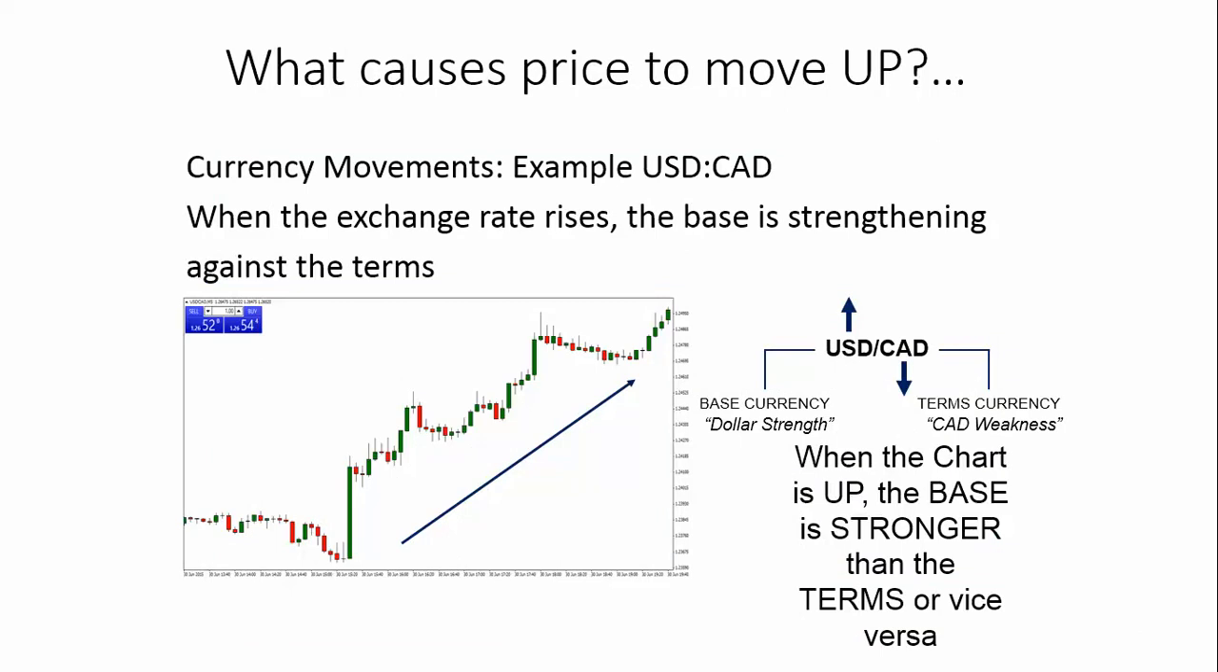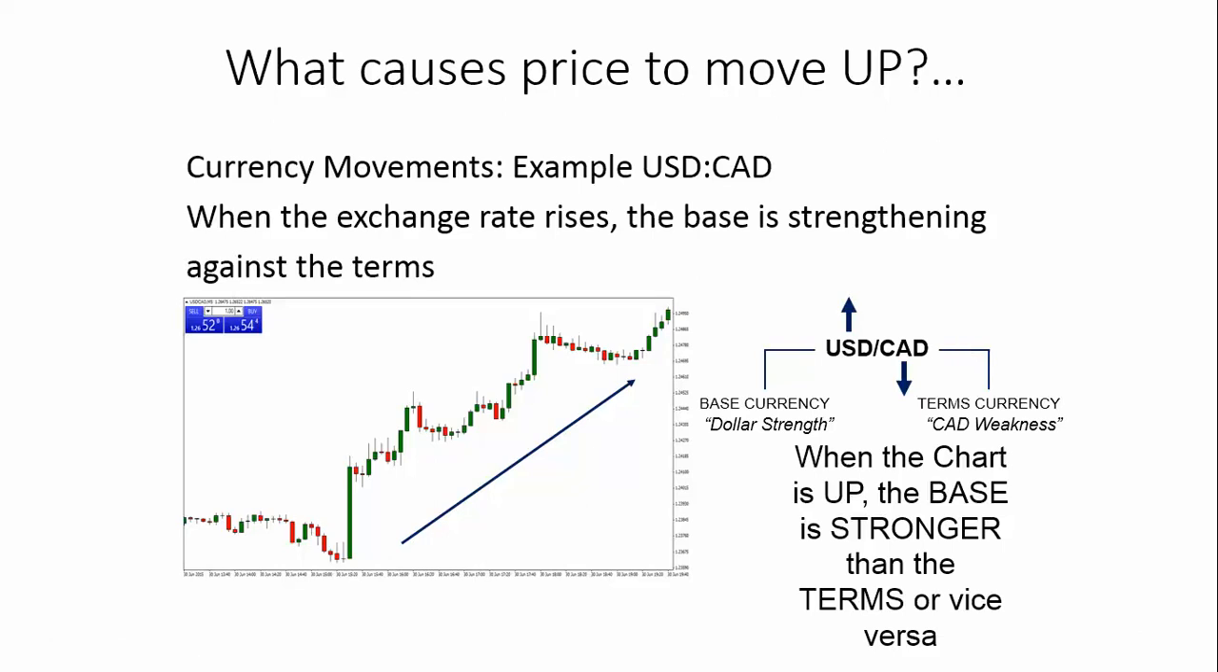So we can see the chart here, which represents the dollar CAD moving up strongly. So the price has been moving up strongly from the bottom left to the top right for several hours. What has caused that to happen? Well, when the exchange rate rises, which we can see on the right-hand side, showing us the exchange rate from low to high, and we can see that the exchange rate has gradually been heading up. When the exchange rate is rising, it means that the base currency is strengthening against the terms currency. So in this example, dollar CAD, the base currency, the dollar, is strengthening, whilst the Canadian dollar is weakening.